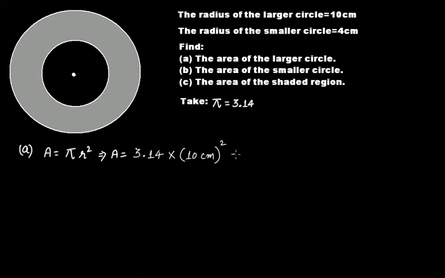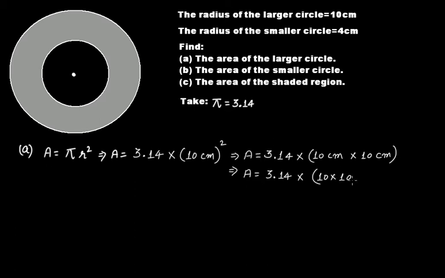So this becomes A is equal to 3.14 times 10 centimeter square, which means 10 centimeter times 10 centimeter. This gives you A is equal to 3.14 times. Now multiply the numbers together, that is 10 times 10, then multiply the units together, that is centimeter times centimeter, right? You always multiply numbers together and the units together.